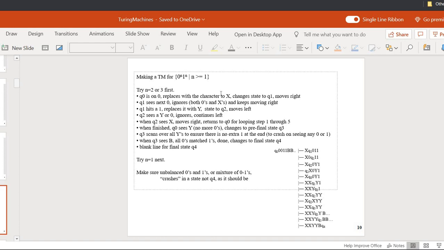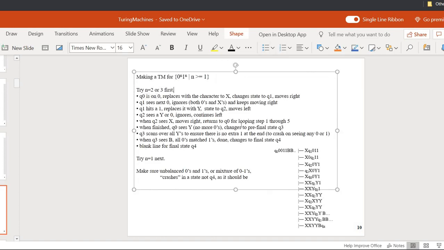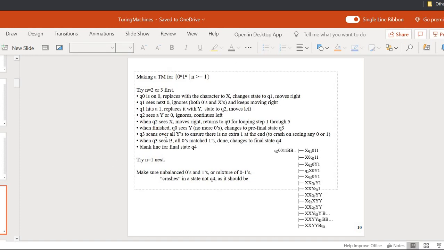This goes through steps one to five. When it is finished, Q0 sees y, and there are no more zeros. It changes to the pre-final state Q3, the state before the final state. Q3 scans over all y's to ensure there is no extra, and crashes on seeing any 0 or 1. When Q3 sees a blank, all zeros are matched, and it changes to the final state Q4, and then at the end there is a blank for the final state Q4.